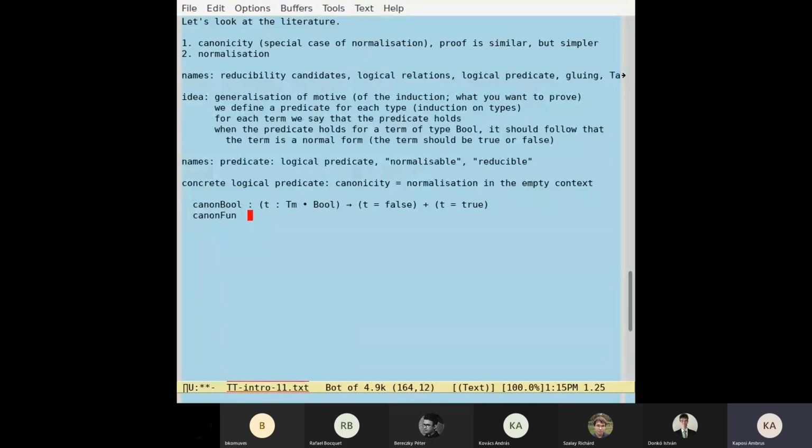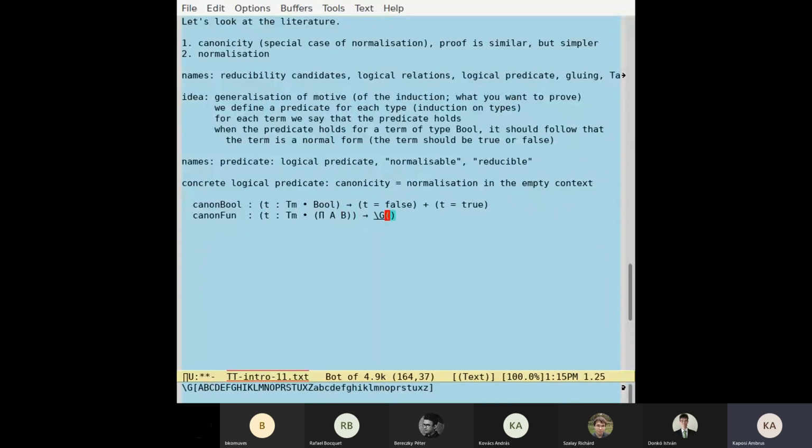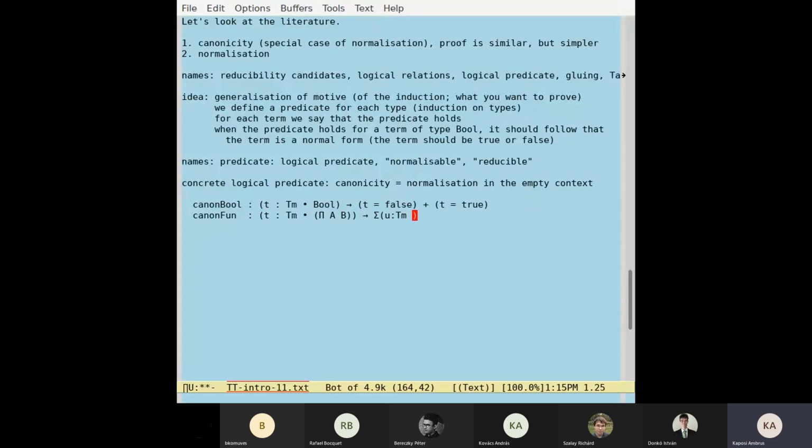So we also have function types. For function types, the canonicity won't really say anything. So for Pi A B, it just says that there exists some u, which is a Tm b, such that t is equal to lambda of u, right? So for bool, we get that a t is either true or false. For terms of the pi type, we want to have that every term of pi type is a lambda, right? But in fact, this latter one is completely trivial.